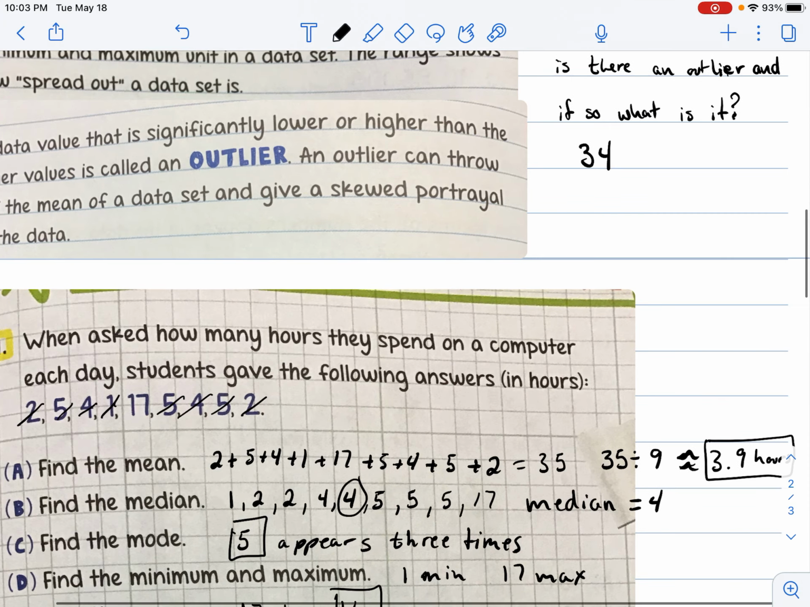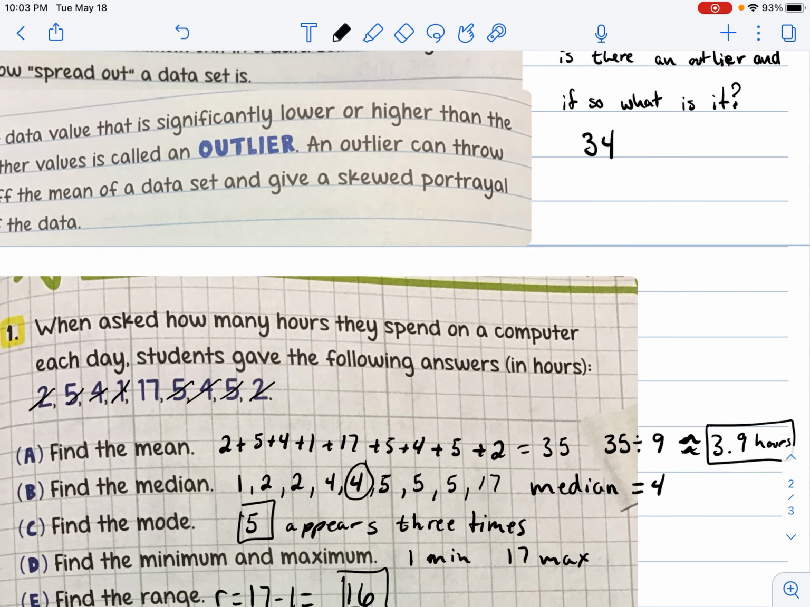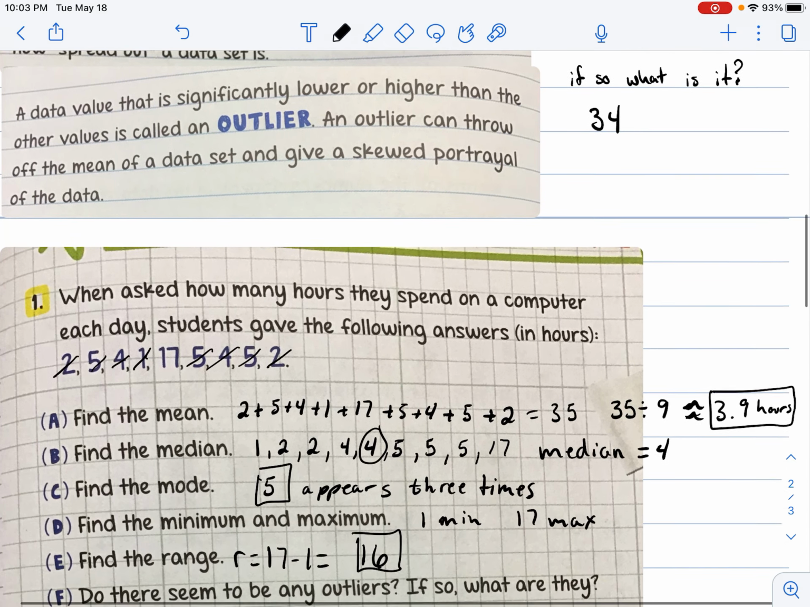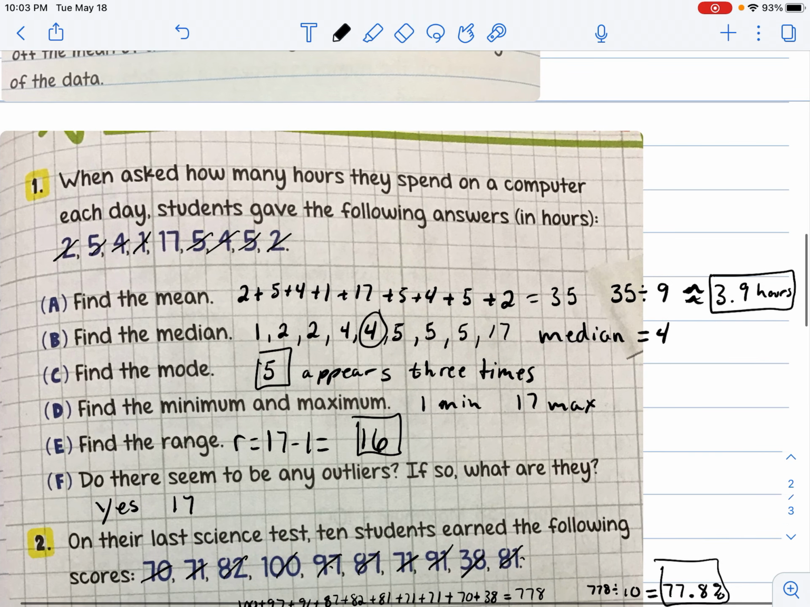So I'm just going to go through a few of these down here. This is just to give us a couple more examples. So it gives a list of numbers. Looking at screen time for students, here's all the data points. To find the mean, you add them up and divide by the number, which is 9. So there were 9 students pulled here. So 35 divided by 9 gives us roughly 3.9 hours.